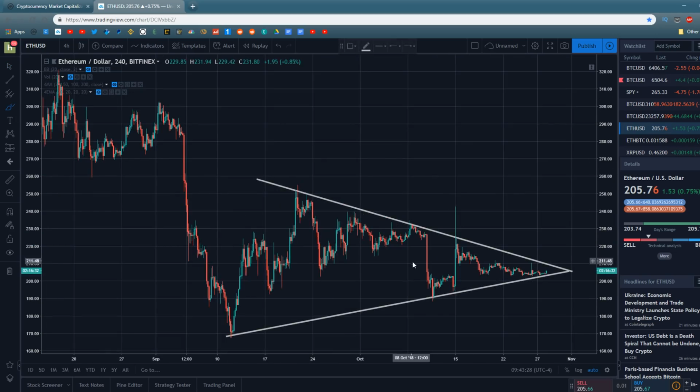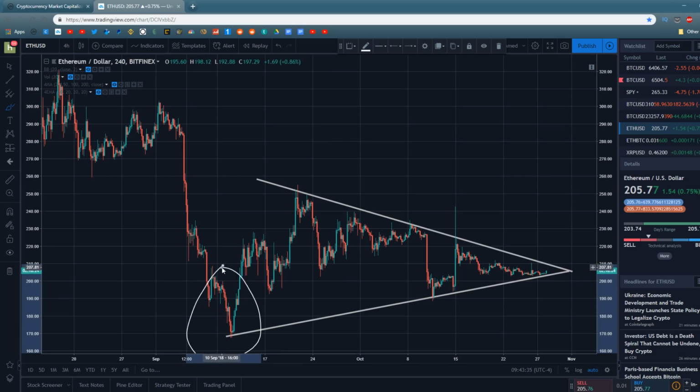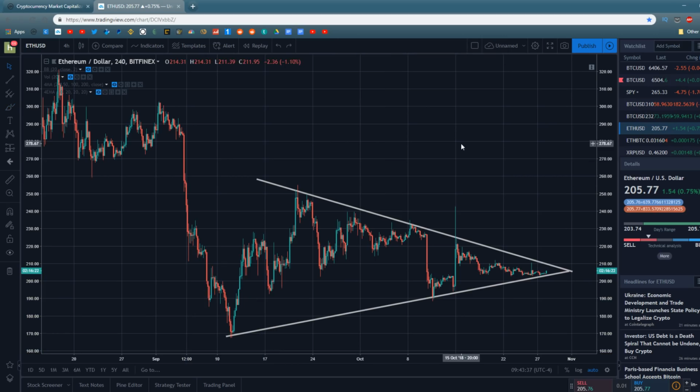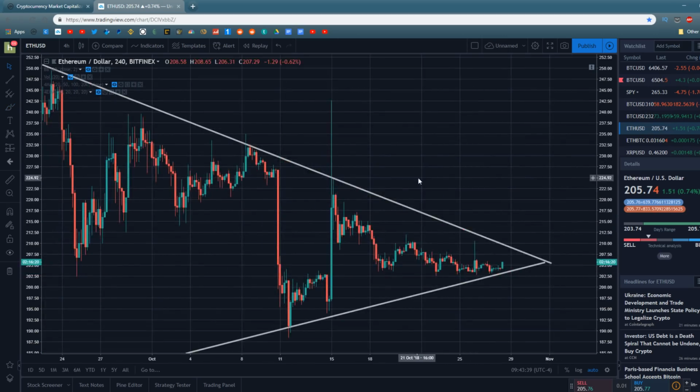That in mind, Ethereum hasn't really respected that level of support. As you can see, we've broken below it right here, and right over here, we kind of came down to it a couple times, but we did break below it over here. $200 is an important level, but we've seen Ethereum break it before. It would not be unprecedented for it to do it again.